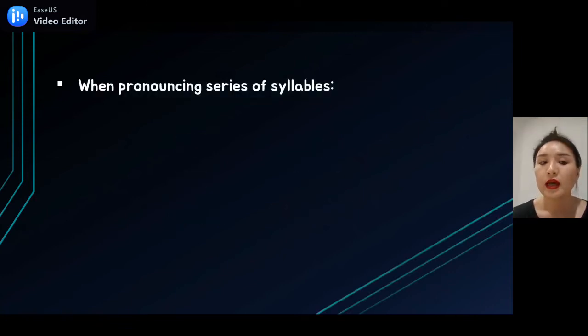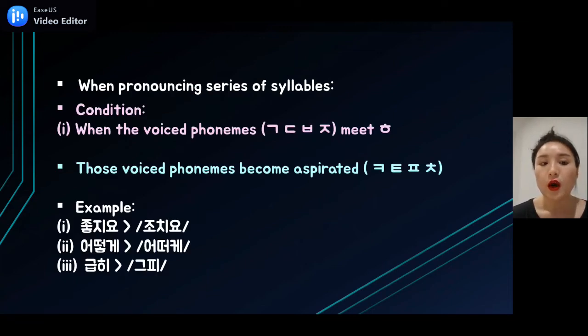When pronouncing a series of syllables, when the voiced phonemes meet h, what are the voiced phonemes? G, D, B, J. When they meet h, these phonemes become aspirated, as in k, t, p, ch. So, for example, 좋지요 becomes 조치요. This sound meets j and it becomes aspirated. 조치요.